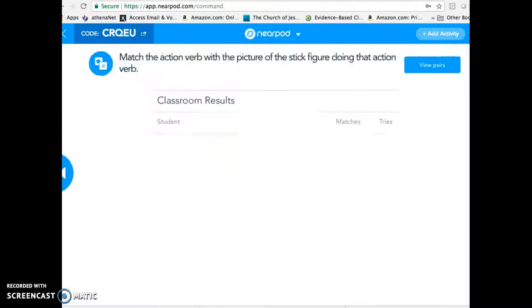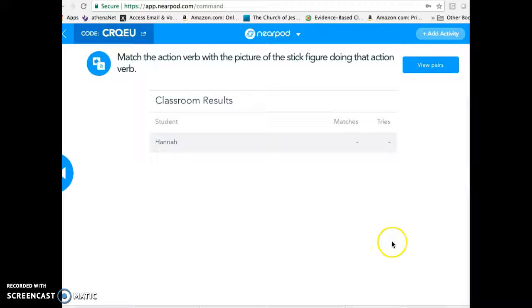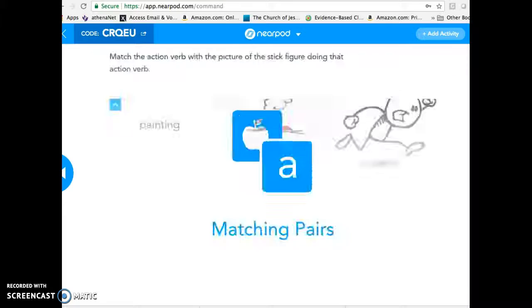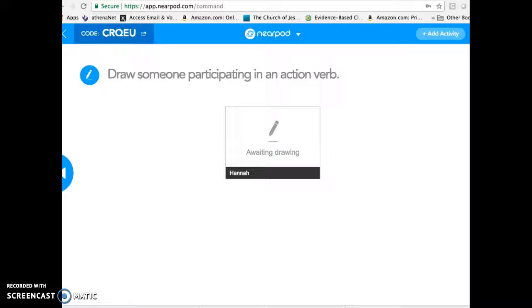All right, moving on to our next slide here. We have our matching game. So connect the picture to the action verb. Awesome. So we have the data up here. Move on to our next one.